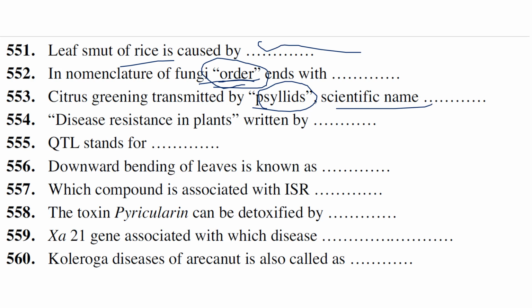Citrus greening is transmitted by psyllids, Diaphorina citri. What is the scientific name they are asking? I have already told you, Diaphorina citri.